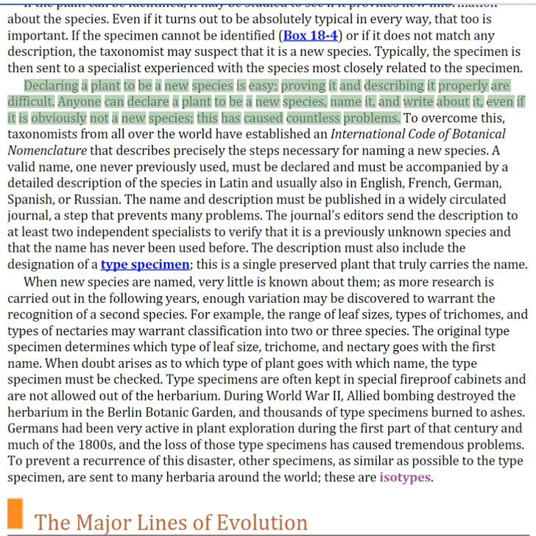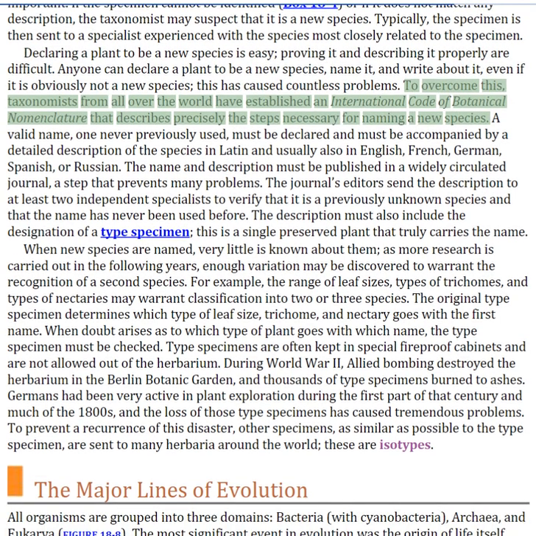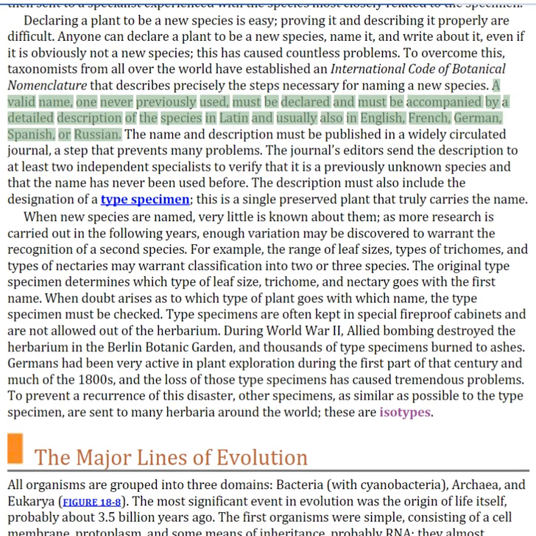Anyone can declare a plant to be a new species, name it, and write about it, even if it is obviously not a new species. This has caused countless problems. To overcome this, taxonomists from all over the world have established an international code of botanical nomenclature that describes precisely the steps necessary for naming a new species. A valid name, one never previously used, must be declared and must be accompanied by a detailed description of the species in Latin and usually also in English, French, German, Spanish, or Russian.